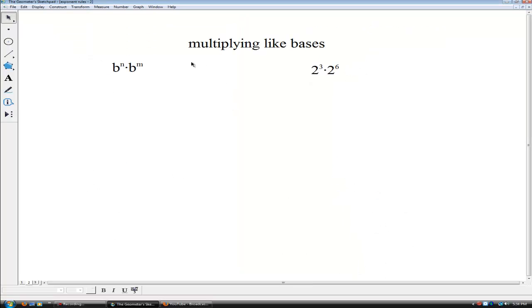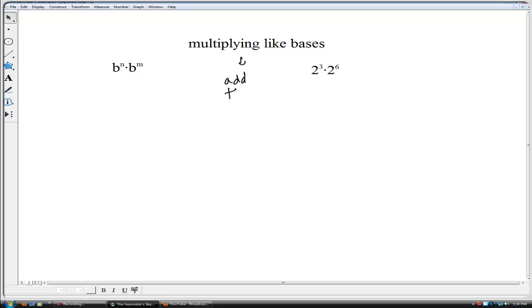Now on this page, we have our second rule, which is multiplying like bases. And the rule says when we multiply like bases, we add the exponents. This product would give us the base b to the power n plus m. And let's look at an example. What I'll do is I'll expand this and do it the long way, and then we'll compare it to this shortcut or this rule. So here it is expanded.